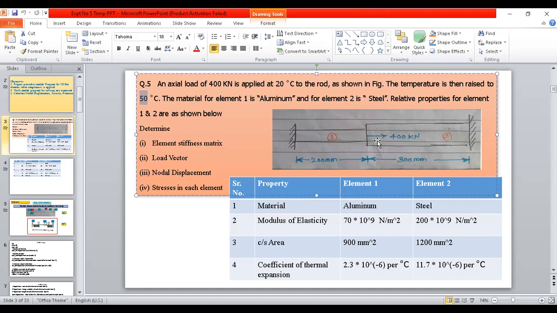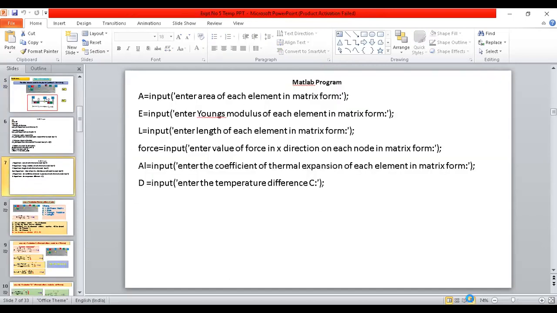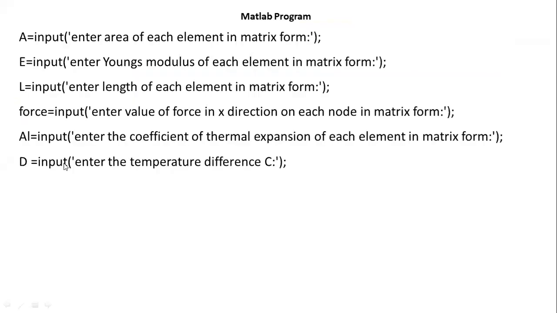Additionally, there is the static load of 400 kilonewton. So D is the input temperature difference in degree centigrade. For this problem, it is 30.